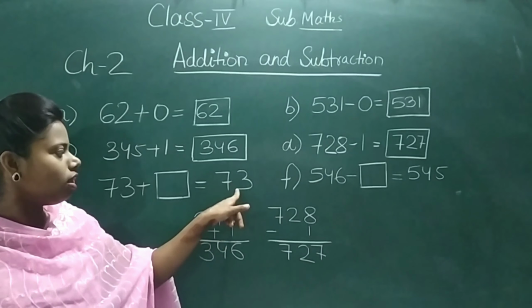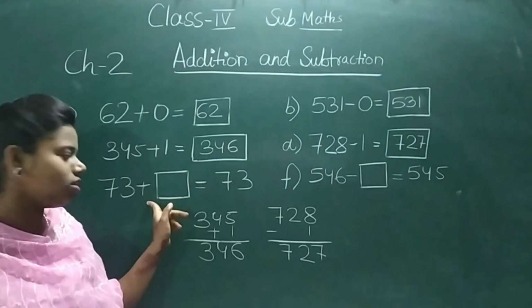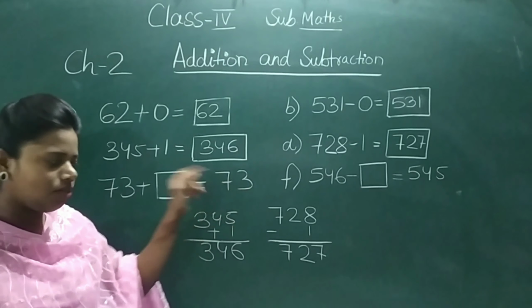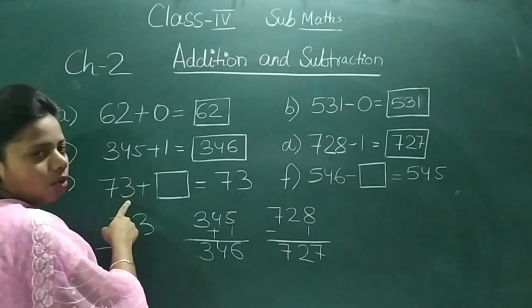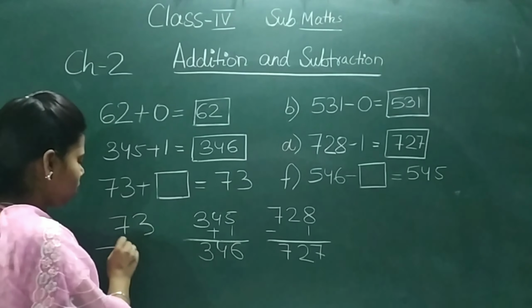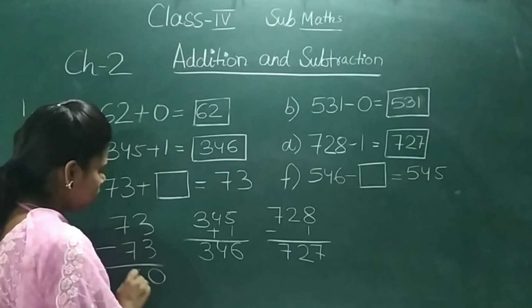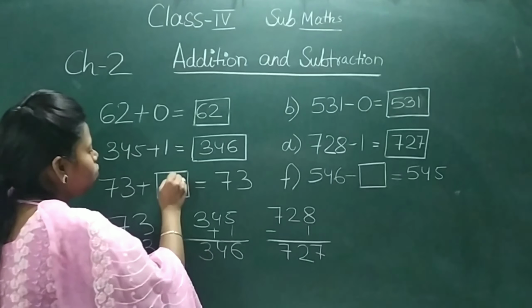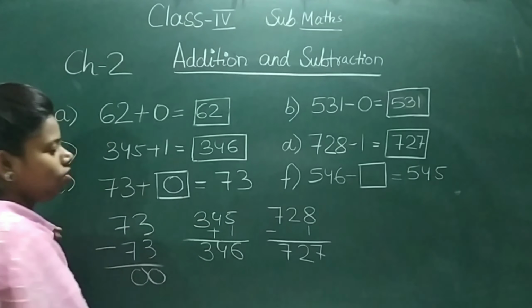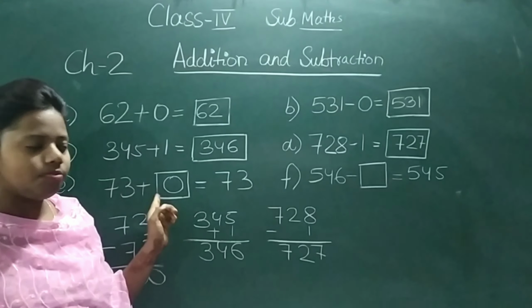See here, the answer is 73. Whenever you see this type of question, with the addition in the middle, what you will do is take the answer, 73, and subtract the number that is already given. So 3 minus 3 is 0, and 7 minus 7 is 0. So how much will be added to 73? 0 will be added to 73, then we will get the answer 73. This one is very easy.